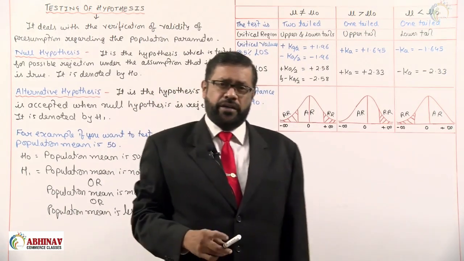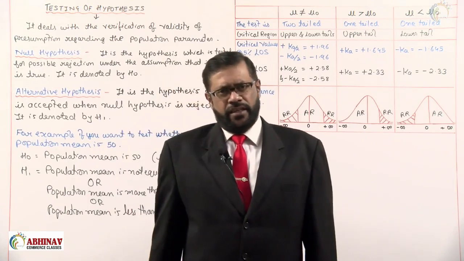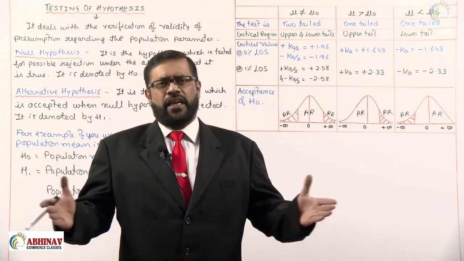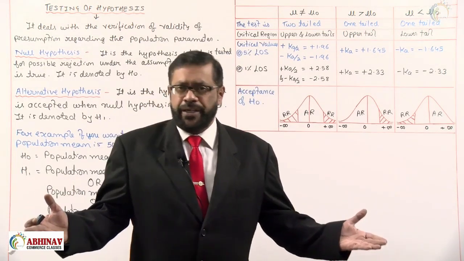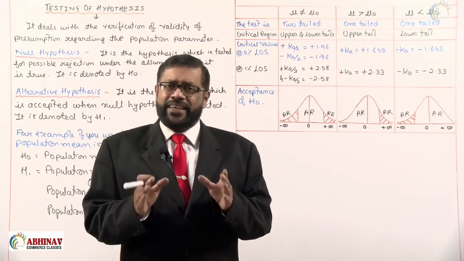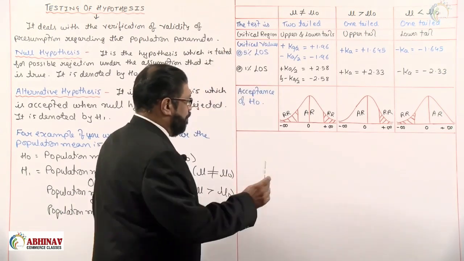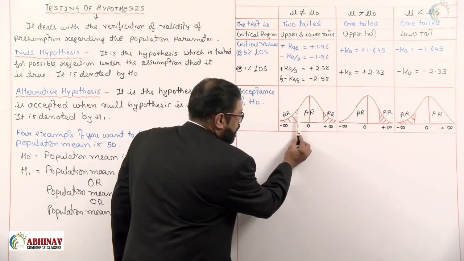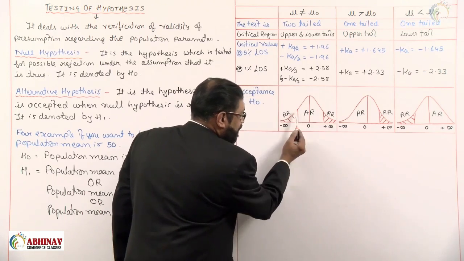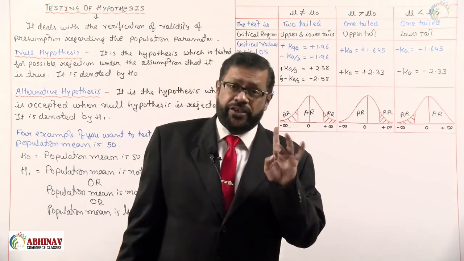Critical region means what? The critical region is nothing but the rejection region. It means the region that rejects the null hypothesis. I repeat, what is the critical region? It is nothing but the area, the region that rejects the null hypothesis. For example, see here the two-tailed test. This is the rejection region, the upper tail and the lower tail. We shade the rejection region.